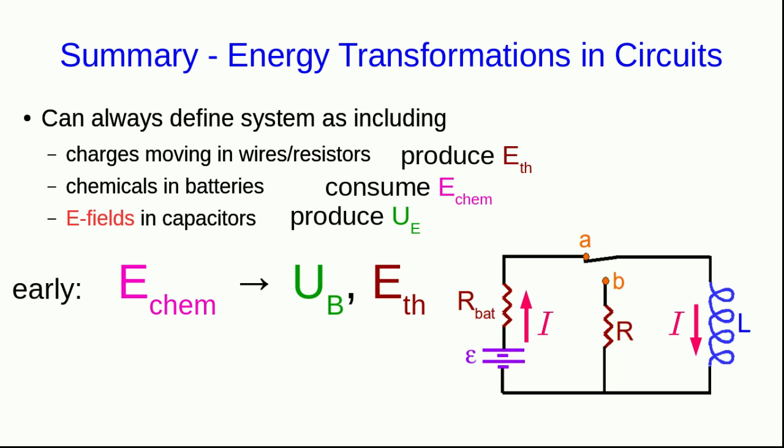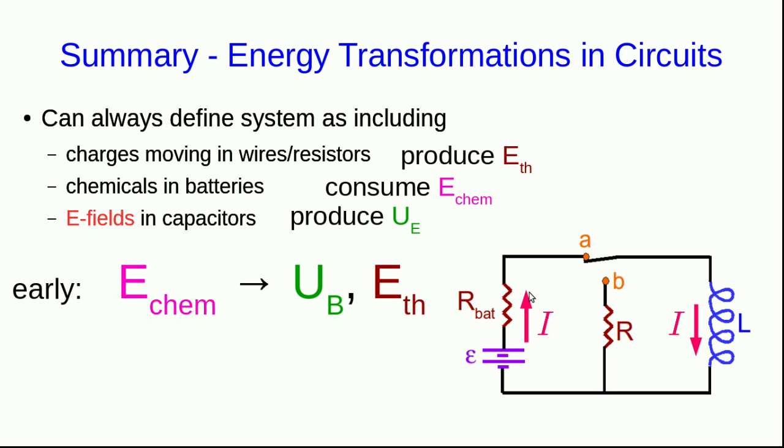During that process, early on, chemical energy in the battery is being converted into magnetic potential energy in the inductor because the B field in the inductor is getting stronger, and we know that fields in a volume of space store potential energy, and simultaneously thermal energy is again being dissipated in the internal resistance of the battery. That only happens early on as the current is increasing.